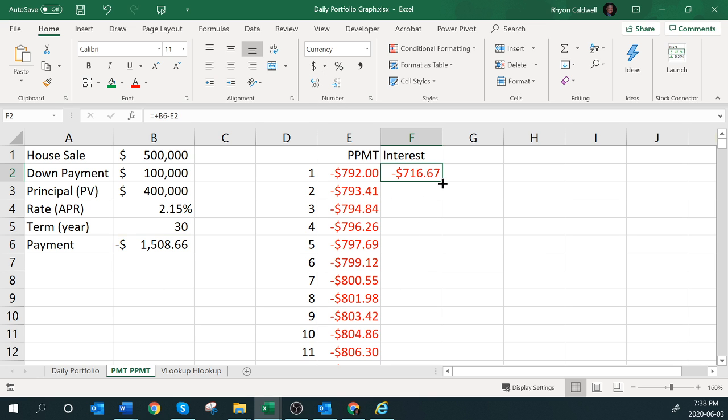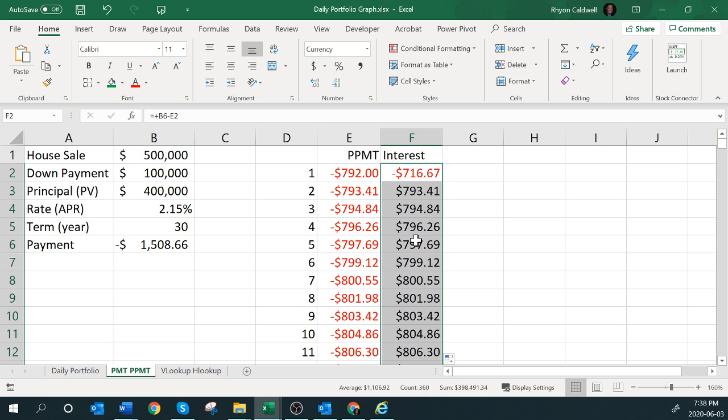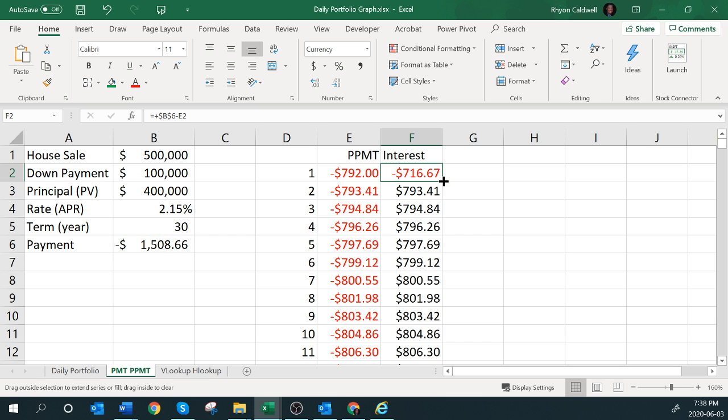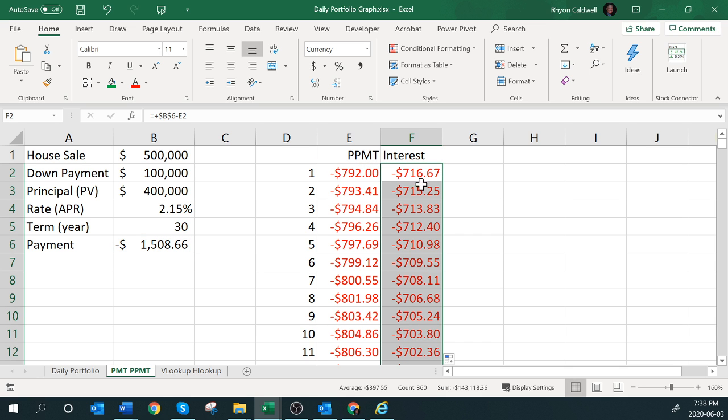Now, you can also do that with the interest here. I'm going to double click this one. It'll copy it all the way down, and you can see over time how that works. Now, I think I made a mistake here because it's taking this and subtracting from a negative. This one was supposed to be locked down. So I should have put in a dollar sign here, a dollar sign here, and then copy this down. There we go. That looks a lot better.